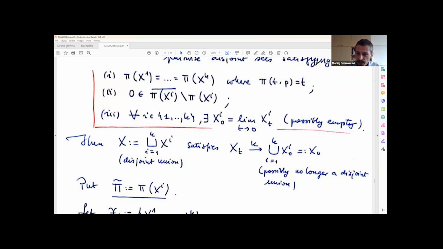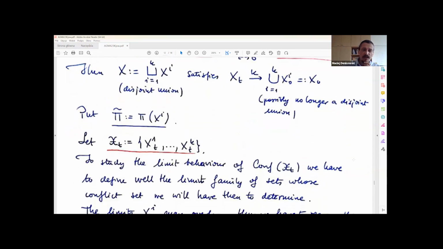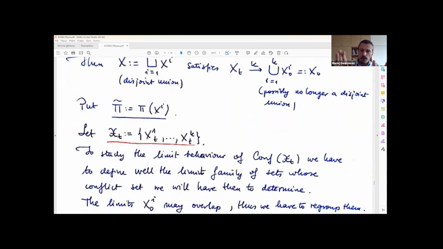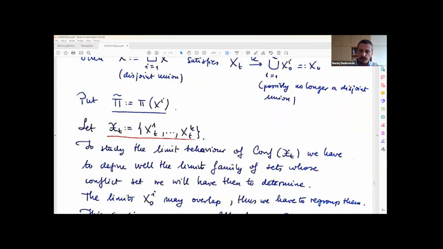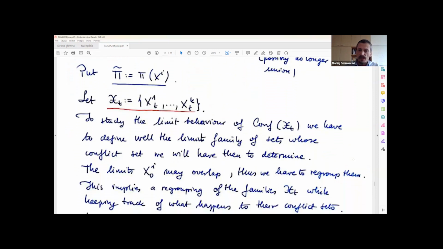But now observe that this union may no longer be disjoint. The limits can overlap, and we have to cope with this. So what do we do? The idea is that when we want to study the limit behavior of the conflict set of these families parameterized by T, we first of all have to understand what is the limit family, because as I said, the different limits may overlap.